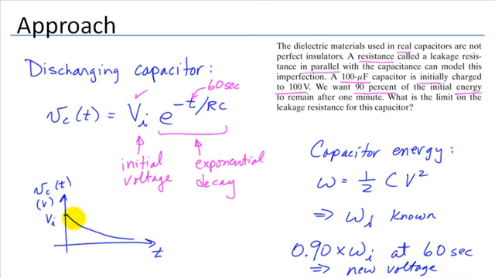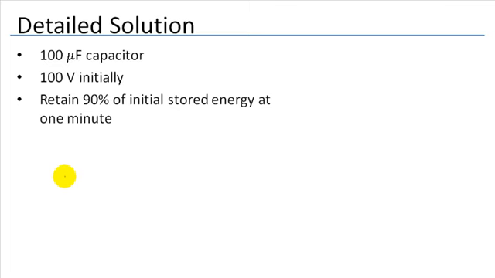We can then calculate a new voltage corresponding to that energy, and so at some future time we would be able to calculate the specific time at which the voltage hits that 90% energy related voltage. This gives us the limit on this resistance, and we can then solve this equation for the resistance R. All right, we are ready to move on to the details.